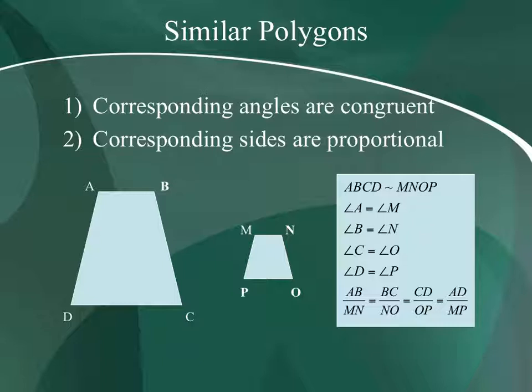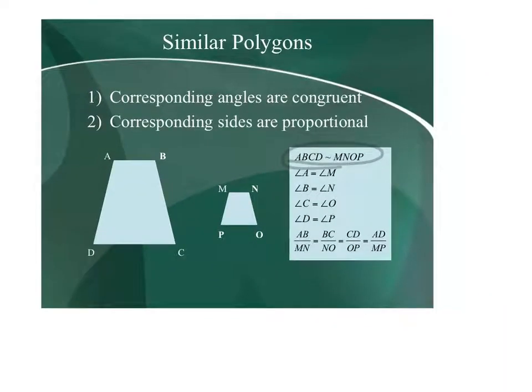So, for example, if you weren't given a similarity statement, and a similarity statement is this statement right here. Back in the other chapter, we learned the symbol for congruence to be the equal sign with the squiggle on top. The symbol for similarity is just the squiggle. So this little squiggle in between these capital letters A, B, C, D, that statement is your similarity statement, and it's saying that polygon ABCD is similar to polygon MNOP.